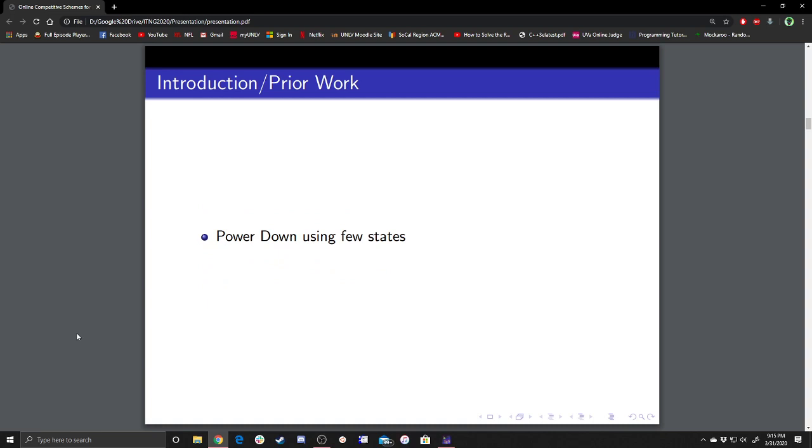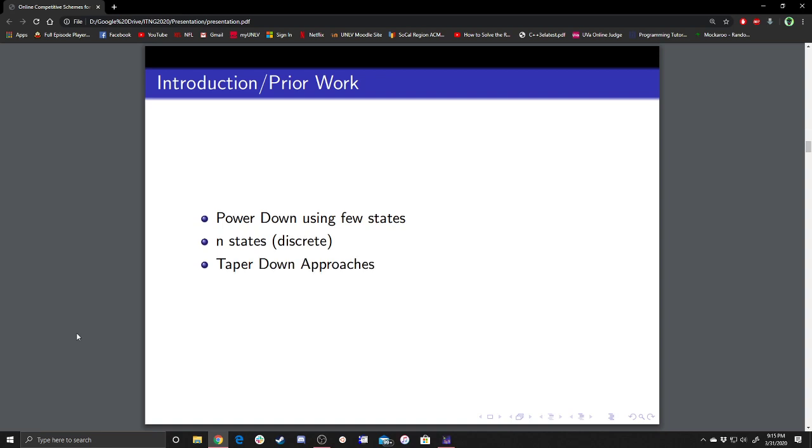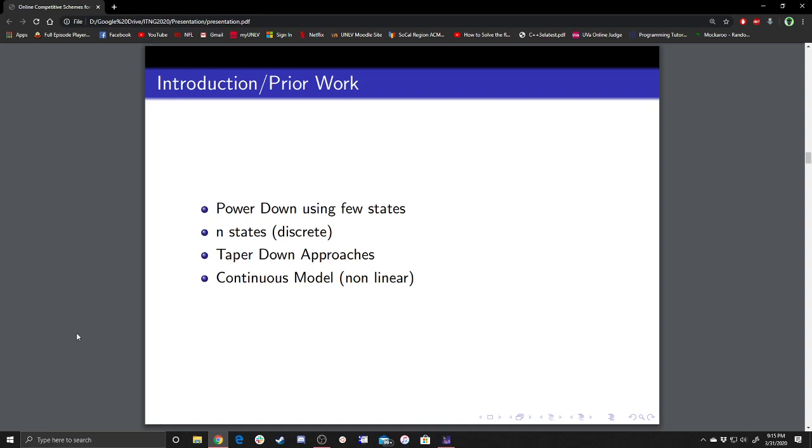So prior work, we've done some prior papers on power down problems using a few number of states. We've also done it with n states. There's been work done in that area as well. But we've mostly been focusing on the power down problem with a few number of states, which is actually more practical in some sense. We've done some work in taper down approaches, which is basically when a machine is on for a while, we can power down a little sooner than we expected to save energy in the worst case. We've done continuous state work prior to this, but on a different type of nonlinear based system.